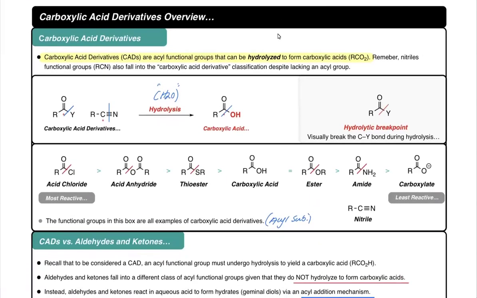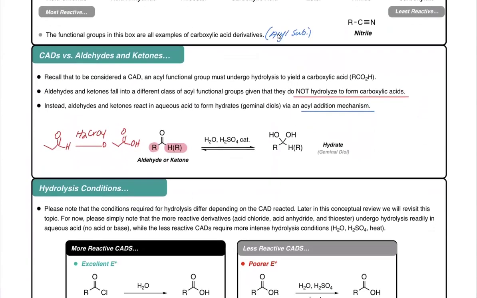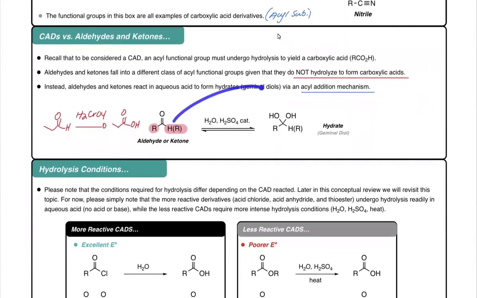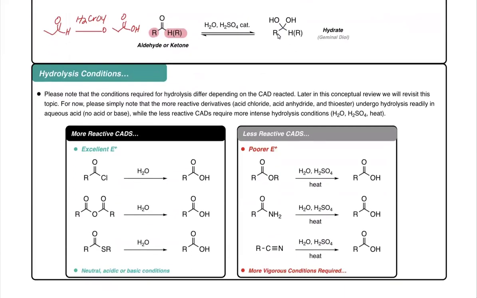All right. The quick recap of this video is carboxylic acid derivatives are the functional groups that can be hydrolyzed directly to a carboxylic acid. That includes the amide, nitrile, ester, acid chloride, acid anhydride, and thioester. Aldehydes and ketones are not carboxylic acid derivatives because when reacted with water, they do not generate a carboxylic acid. They only undergo hydration. But we do have access to go from aldehyde to carboxylic acid using our strong oxidizing agent chromic acid. And as you begin to think about your derivatives, I want you to organize those into your more reactive derivatives and your less reactive derivatives.